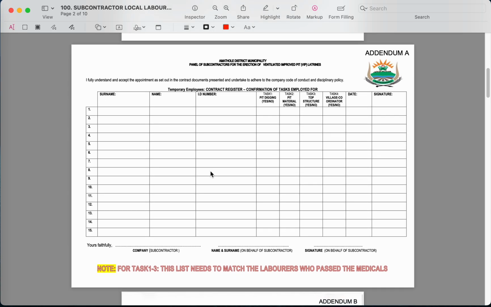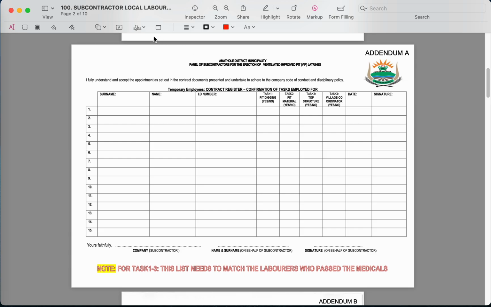If I can just make it a bit bigger. This is a very important page, addendum A. On this page, basically what we do is we write all of our employees' names, ID number, and we need to indicate what kind of work they are going to do. Are they going to do pit digging, pit material, top structure? Are they village coordinators or are they supervisors? If, for example, they are doing pit digging, pit material and top structure, you can tick all the boxes.